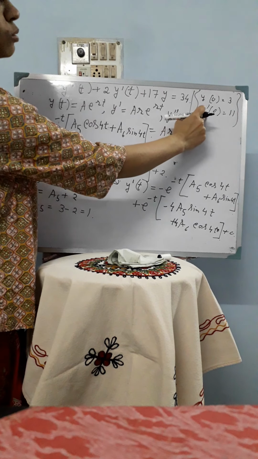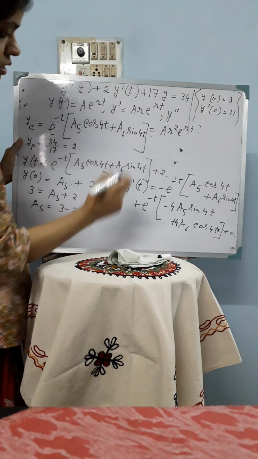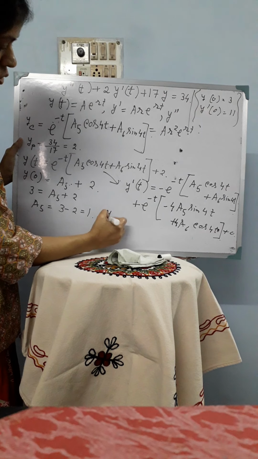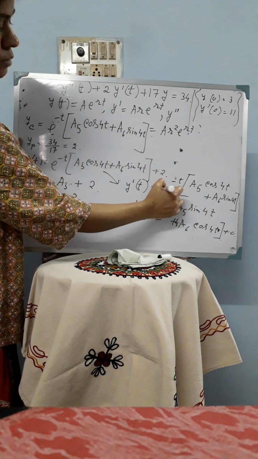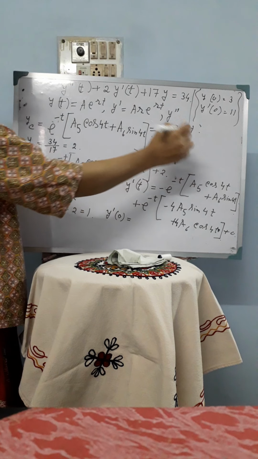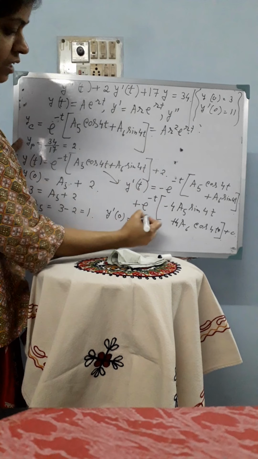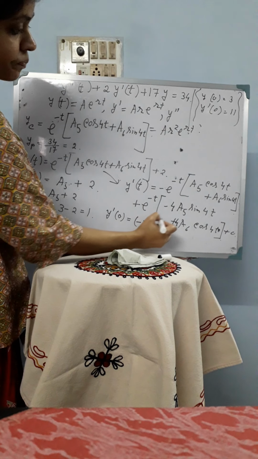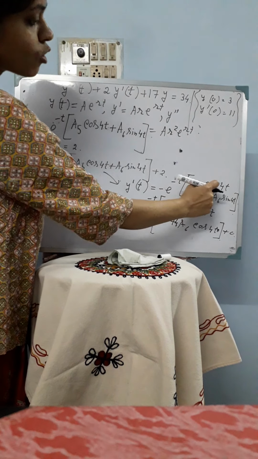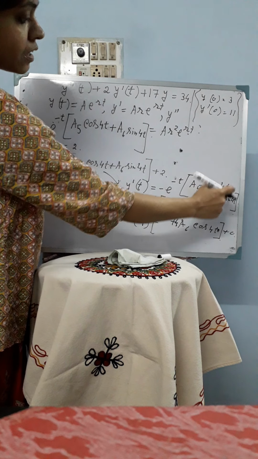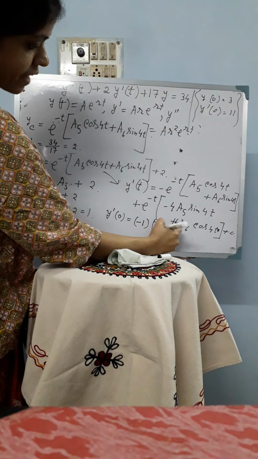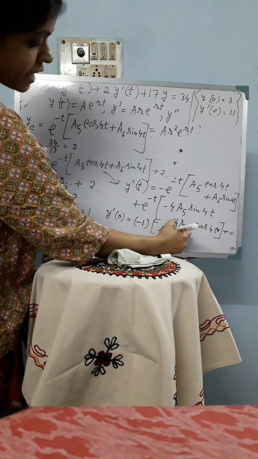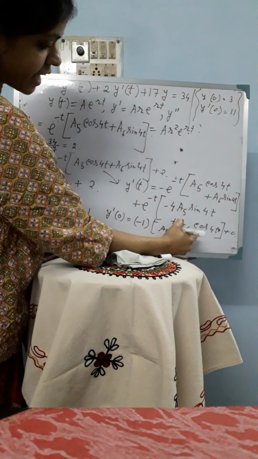Now we have to use this condition, y dash 0 is equal to 11. So we write here y dash 0. The first term is minus e to the power minus t, so e to the power minus 0 is 1, so minus 1 here. Then within the bracket, a5 cos 0. Cos 0 is 1 and sin 0 is 0, so we will have a5 into 1, and then the second term will vanish.